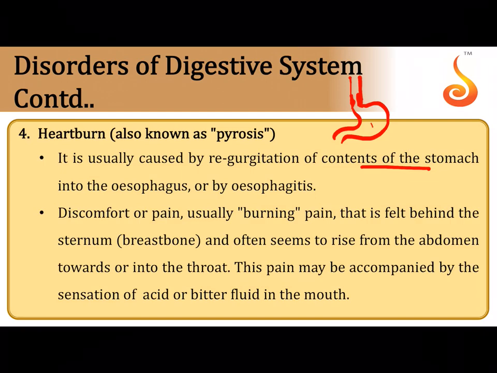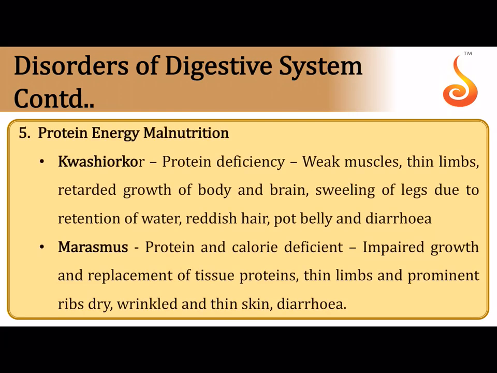Sometimes if this sphincter doesn't close properly, the contents of the stomach can go back into the esophagus, and this regurgitation causes heartburn. It may also cause infection of the esophagus and wearing out of the inner wall of the esophagus. There is a burning pain behind the sternum. Sometimes it can be mistaken to be a condition of the heart as well. And it is also accompanied by a sensation of acid or bitter fluid in the stomach.